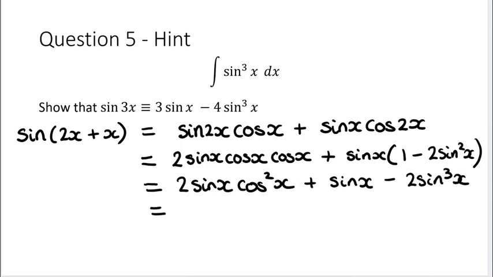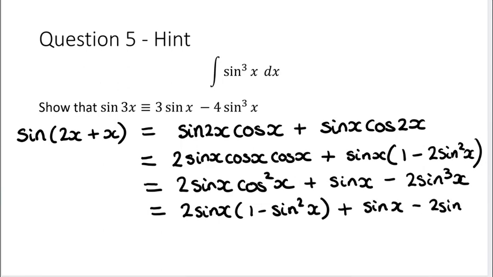And I've nearly got everything all in terms of sine here. What I could do next is change that cos squared to 1 minus sine squared. Again, more trig identities. Trig and calculus just go hand in hand, so it is so important that you're confident with your trig as well. So 2 sine x times 1, 2 sine x times minus sine squared, minus 2 sine cubed.